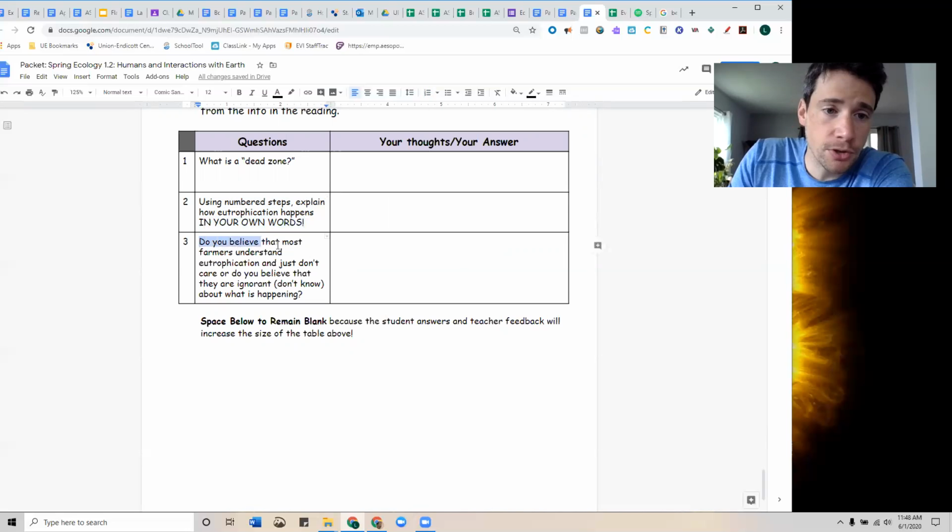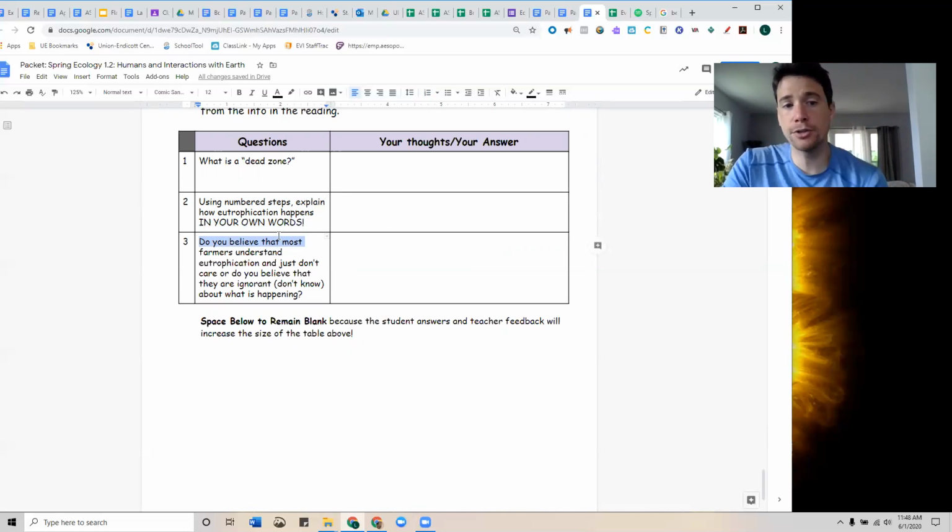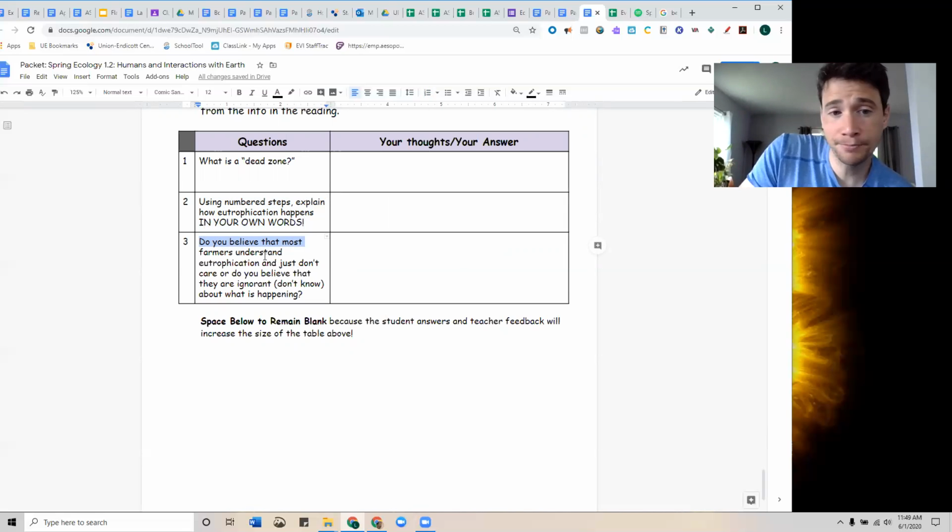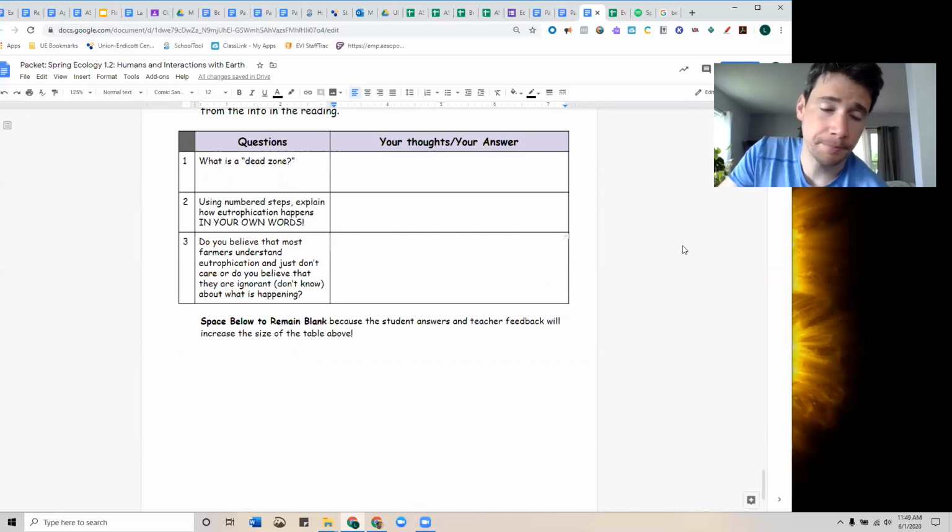And then the last question, do you believe that most farmers understand eutrophication and they just don't care? They're going to do whatever they want? Or do you believe that they're ignorant, meaning they don't know about it? They aren't educated enough. So just curious what you think. If you think farmers just don't really care about this, or if they don't even know that they could be damaging the earth when they add too much fertilizer and don't use it up. So curious what you think.